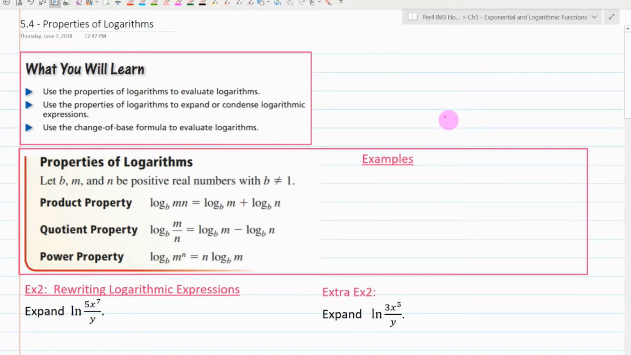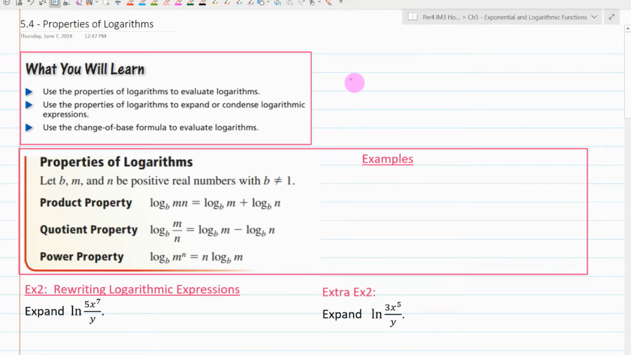And remember that logarithms are very closely related to exponents. They kind of behave in the same way. So we have the product property, quotient property, and the power property. I don't care that you know the names, just understand how to use them.